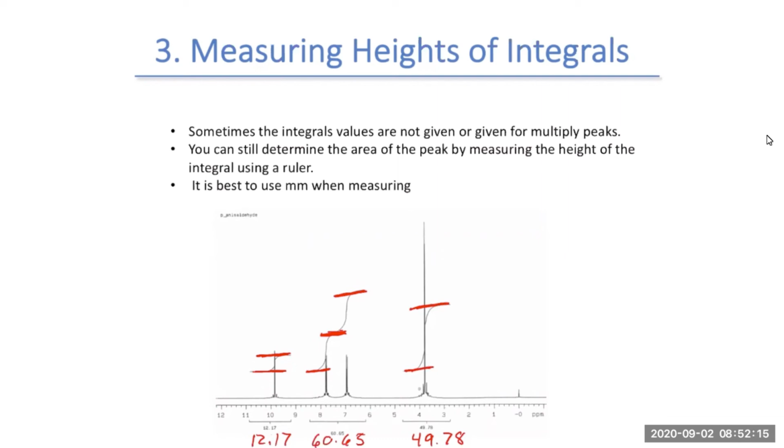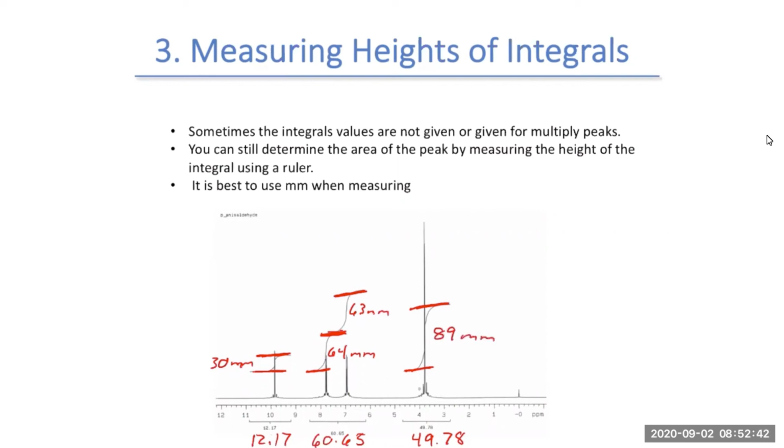So if we were to have taken a ruler and measured the integrations, our first integration ended up being about 30 millimeters. Then the next integration was 64 and 63 millimeters. Our final one ended up being 89 millimeters.